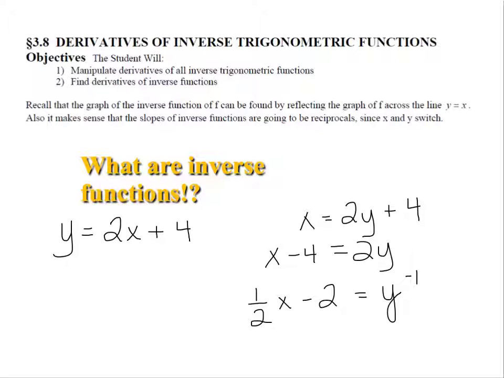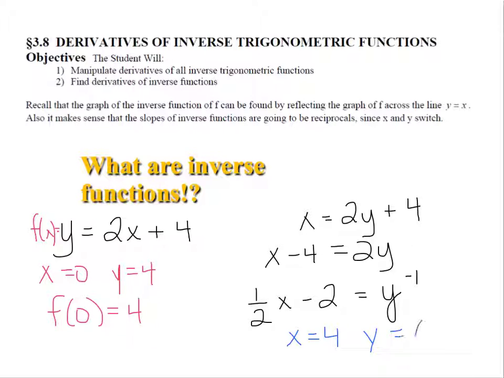The important thing that you need to know here today is that when we had inverse functions, we also learned that if we have an inverse function here, we'll call this function f. So we'll call this f of x. If we think about this and we find points, in this problem when x is 0, y is 4. So f of 0 is 4. Let's take a look at the inverse. If we have the inverse when x is 4, y is 0. Plug 4 here, 1/2 of 4 is 2 minus 2 gives us 0.